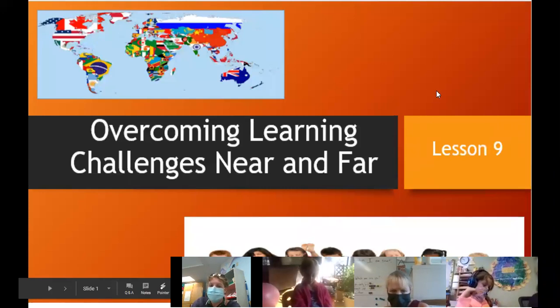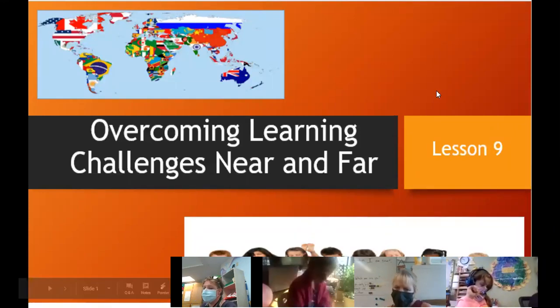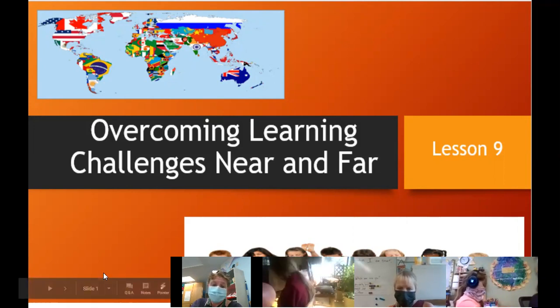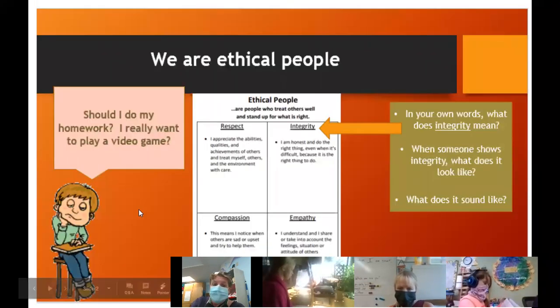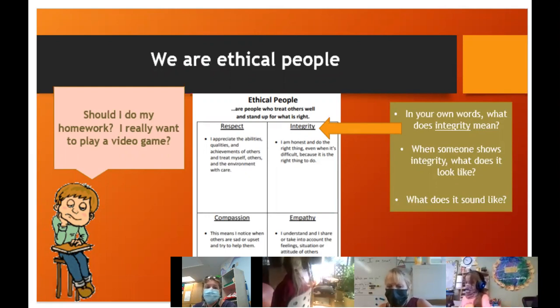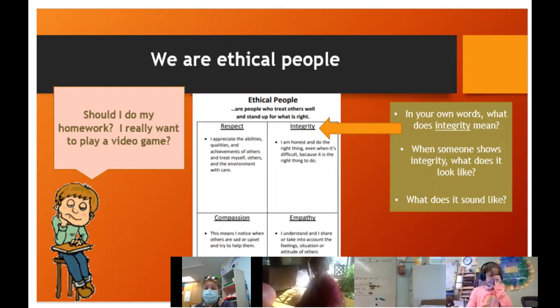So again, overcoming learning challenges near and far has been our theme. We know that we've read 3 different books, and at the end of this week, you'll read another story that has another way some people have overcome some learning challenges in a different place. So we're going to look at these 4 ethical people characteristics. So think about what I've noticed from my class is almost everybody's gotten that homework turned in on time. And I really love that. In fact, some of them got it done a little bit early.